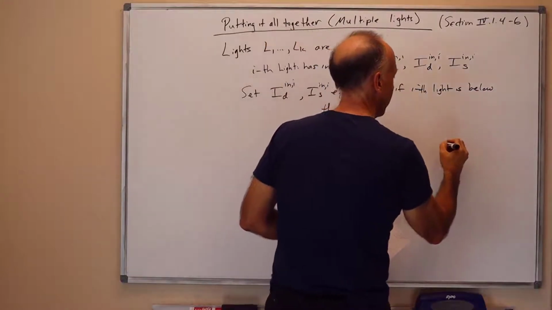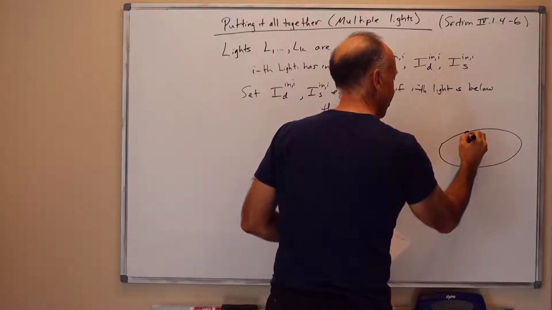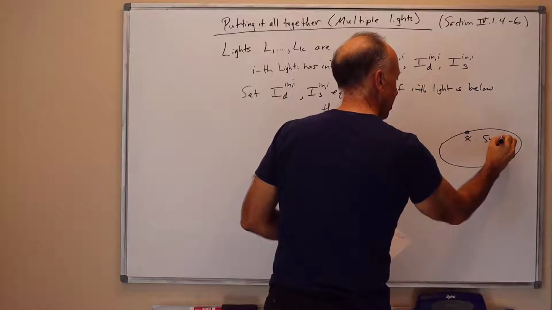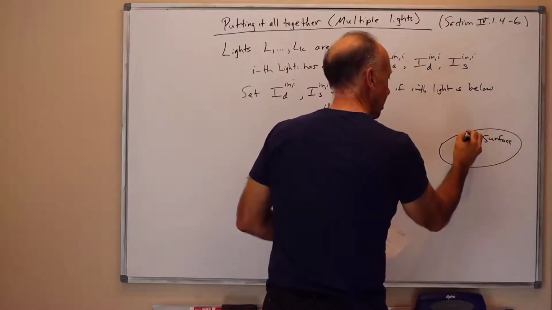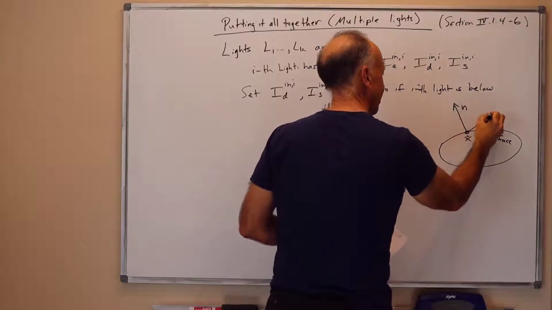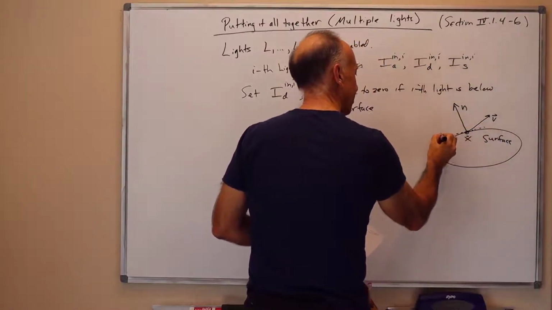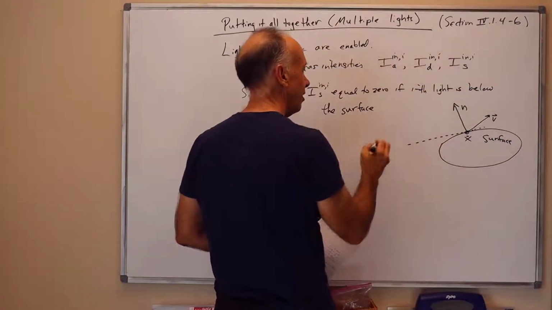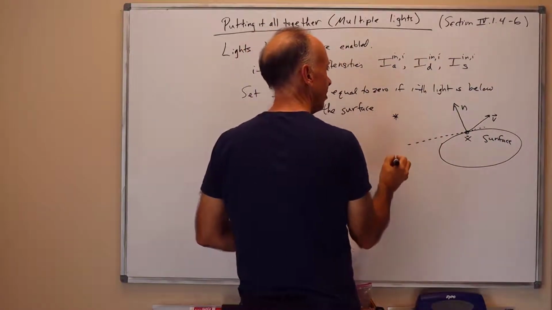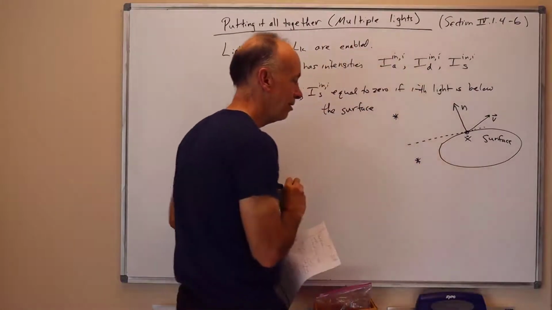So our situation is the following. I've got some surface, some object, with a point X on it. X has a normal vector, of course. It's got a view vector. It's got a plane tangent to the surface here. And some lights could sit up here, but other lights could sit below the surface.